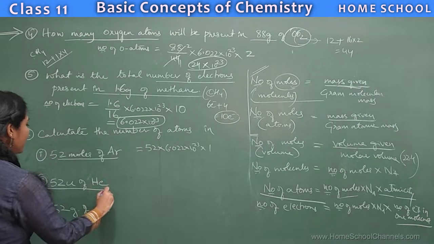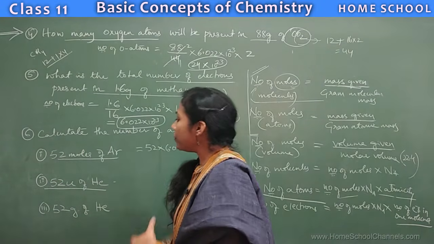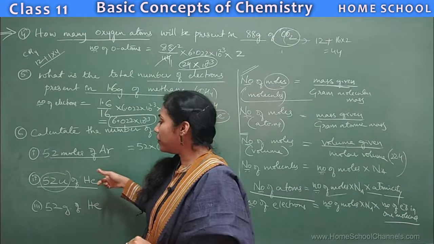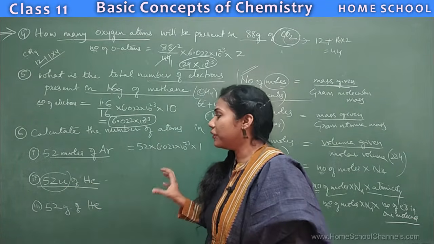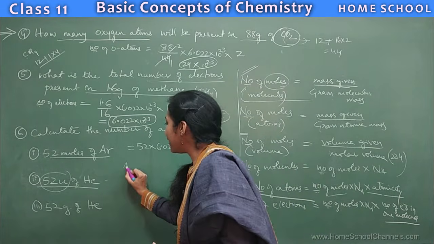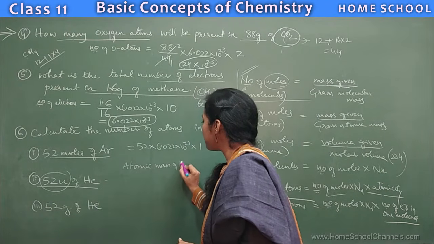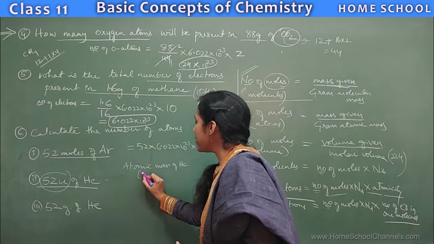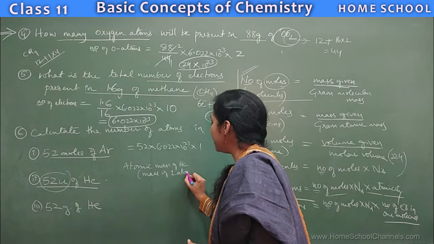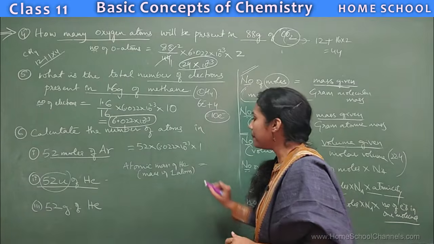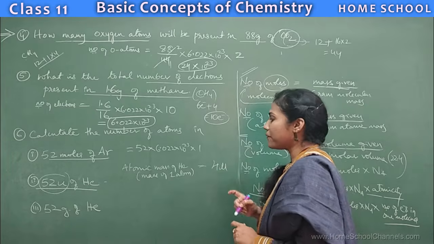Fine. And coming to the next question, you see, calculate the number of atoms in 52 u of helium. You have to carefully think how to calculate this. You know, 52 u. Can you tell me what is the atomic mass of helium? Atomic mass in the sense what? Mass of one atom, right? Mass of one atom of helium is 4 u. Yes or no? Mass of one atom of helium is 4 u.